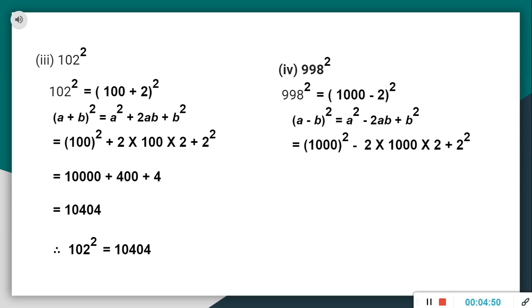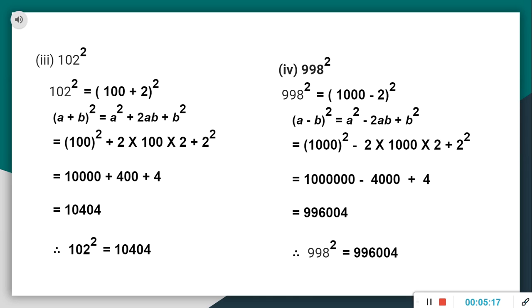1000 has 3 zeros, right? And in the square 6 zeros will come, double. So here 10 lakh minus 2 into 2 into 1000, 4000, plus 2 square, 4. So first add 4 to the 10 lakh, then subtract 4,000. So 10 lakh 4 minus 4,000 is equal to 9 lakh 96,004. So the answer of 998 square is equal to 9 lakh 96,004. Clear?